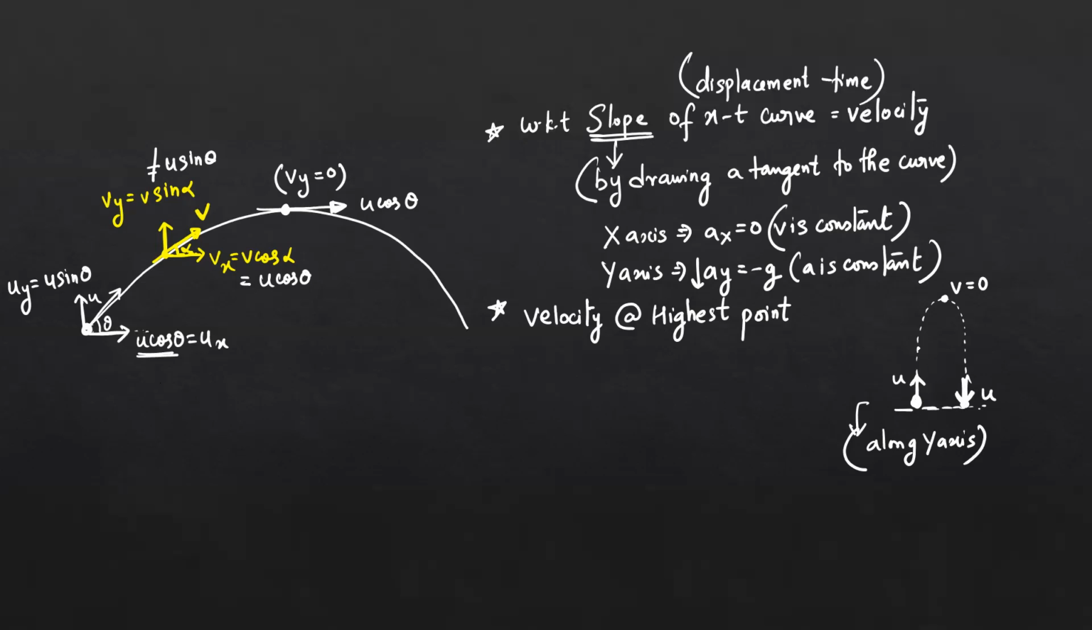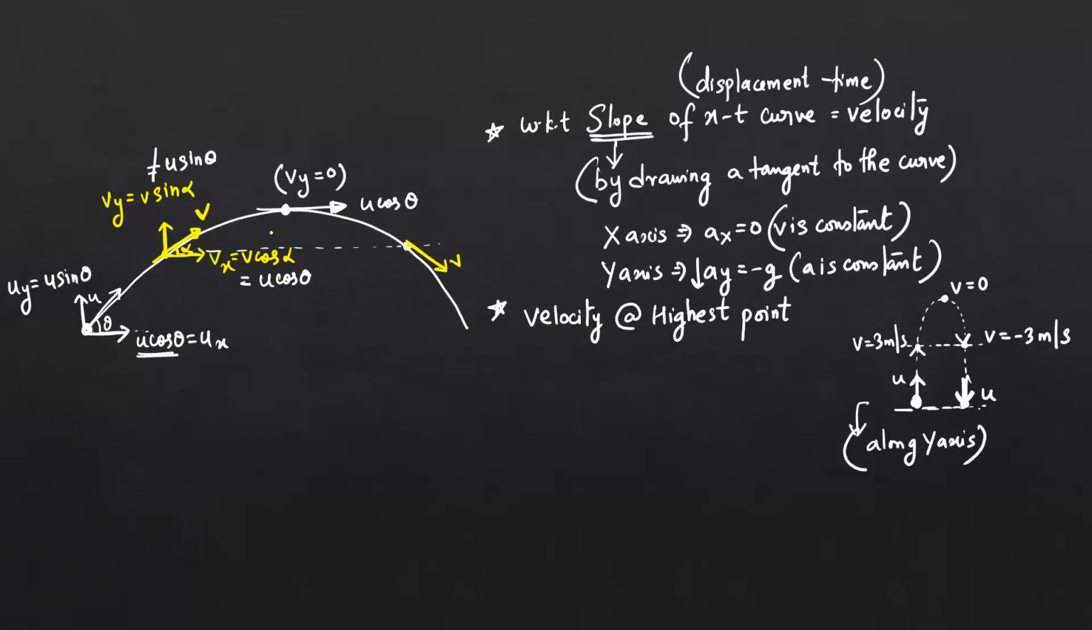Let us say here the speed of the body is some 3 meters per second. Here also you draw a horizontal line. Here also it is going to be 3 meters per second, but in the downward direction, minus 3 meters per second. So if the velocity is v here, then you draw a horizontal line, and here also the speed will be v only, but the direction will change. So the body is coming down here. You draw the tangent; the tangent is going to be like this. So this is my v.